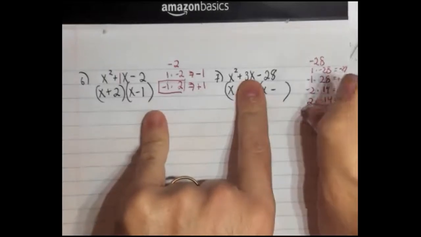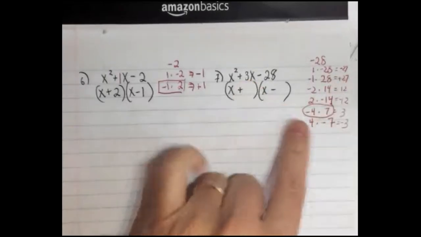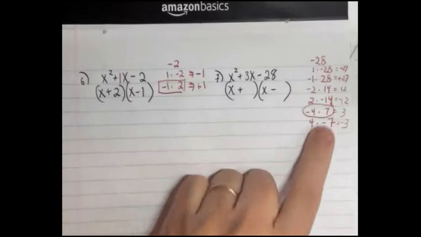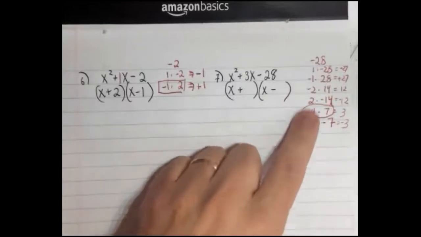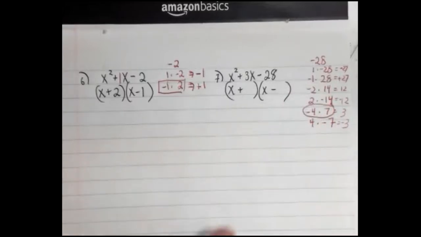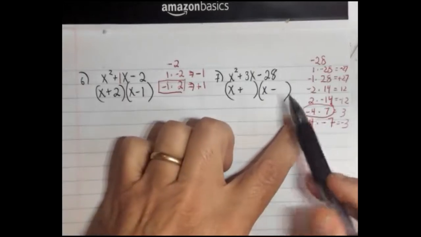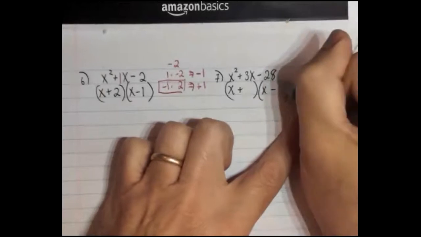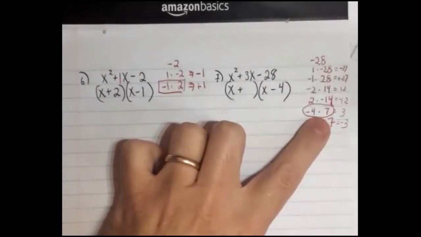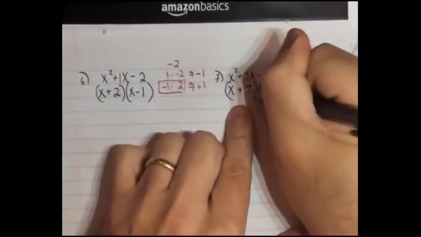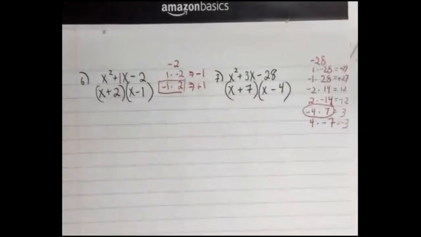If you get good with these, you can do these kind of in your head. You don't really have to write down all the factors. But if you got to write them down, that's fine as well. Again, just make sure we put these in the right spot. The 4 is the negative. The 7 would be the positive. And there we go.